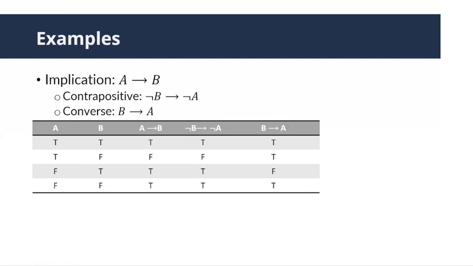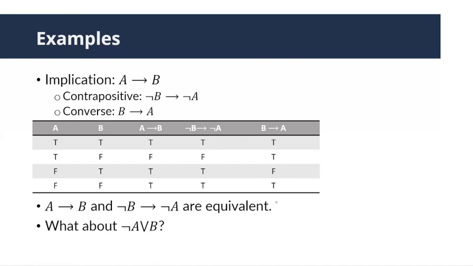Now, by looking at this truth table, let's answer the question: are they equivalent? For these two, the implication and its contrapositive, you can see that for every combination of the truth values of A and B, they always have the same truth value. Therefore, these two are logically equivalent. However, for B implies A, you can clearly see that they do not always match. Therefore, we can conclude A implies B and its contrapositive are equivalent.